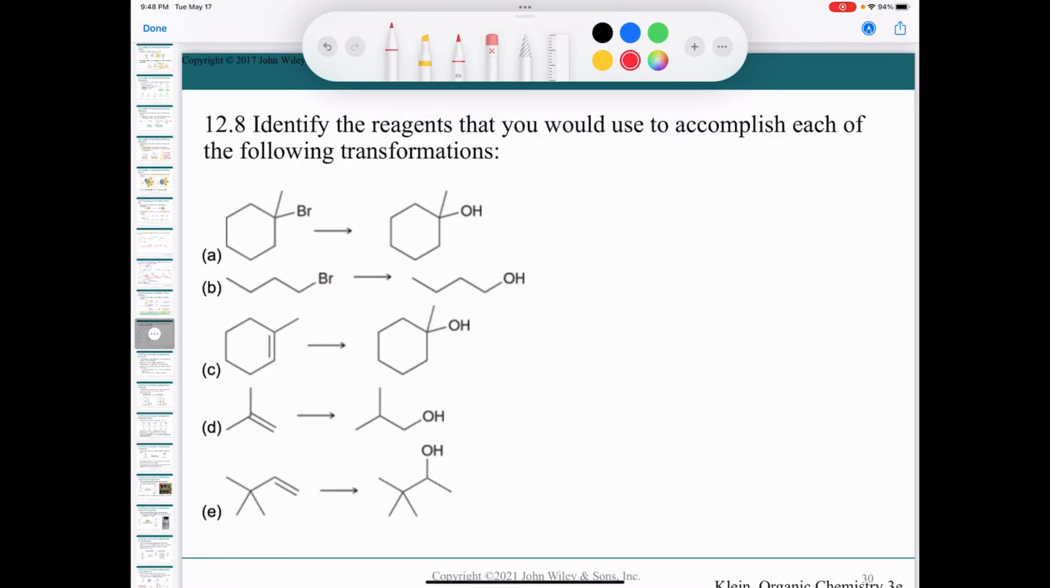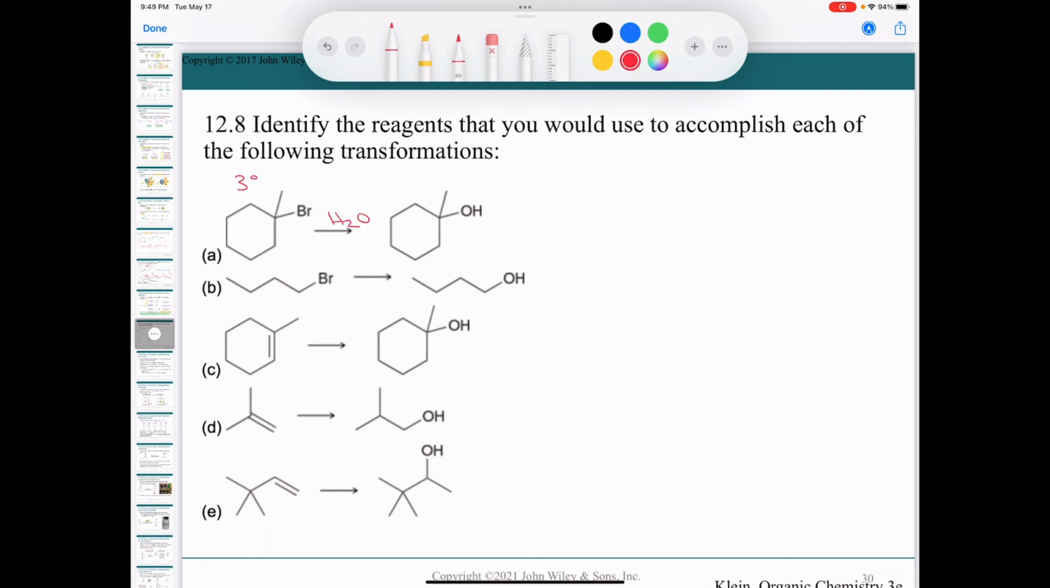Question 12.8 asks us to identify the reagents that you would use to accomplish these transformations. In A, we have a tertiary alkyl halide, and we want to make a tertiary alcohol. And so for that, we would need an SN1 reaction to occur, also known as solvation conditions. We would just use water, and that's all we need. Our leaving group leaves, the water comes in as a nucleophile to produce an oxonium, and then it gets deprotonated to form our tertiary alcohol.